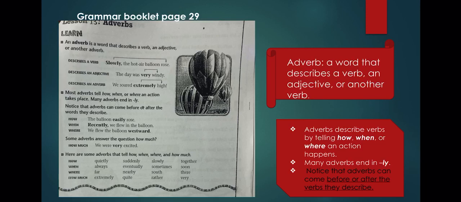Now an adverb that describes another adverb: We saw it extremely high. Here, high is actually an adverb, and extremely describes high. So we have an adverb which describes another adverb. So when you have an adverb in your sentence, it describes either a verb, an adjective, or another adverb.